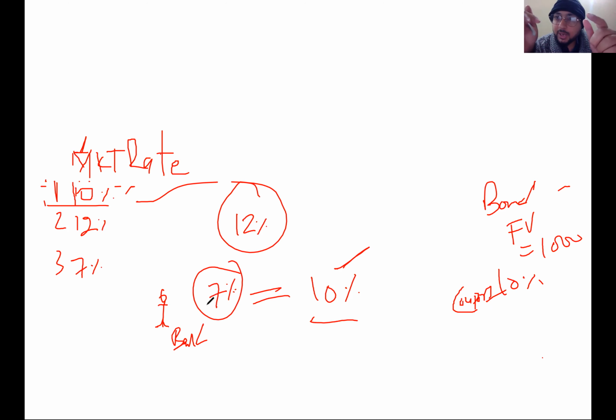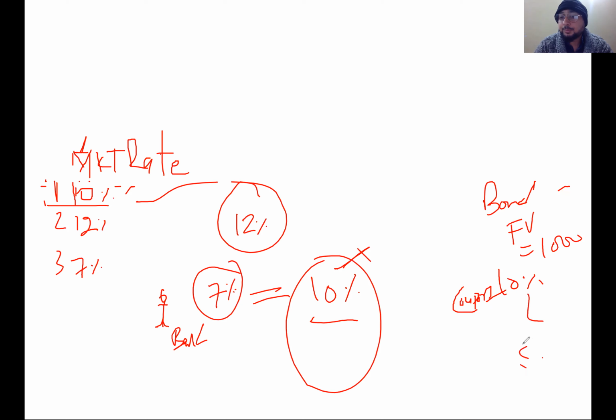People will rush to the bank, take out their money and want to buy this company's bond, because the company is bound to pay 10% interest for 5 years, for example. So the company is bound to pay 10%, but in the market, the interest rate drops to 7%. So there is going to be a rush on this market and everybody wants to buy these bonds.